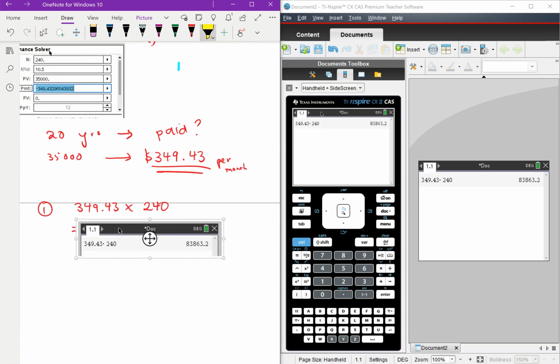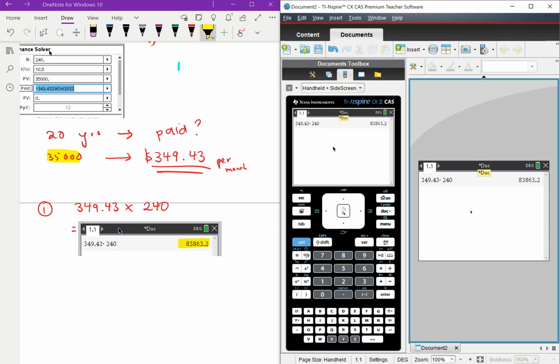Okay, so the $83,863.20 is what I paid over 20 years. But remember, I only borrowed $35,000. So clearly I paid much more over 20 years, didn't I? So how much more did I pay? Well, let's work it out. 83,863 minus what I initially borrowed. I borrowed $35,000. And you can see here, this is how much I paid extra.